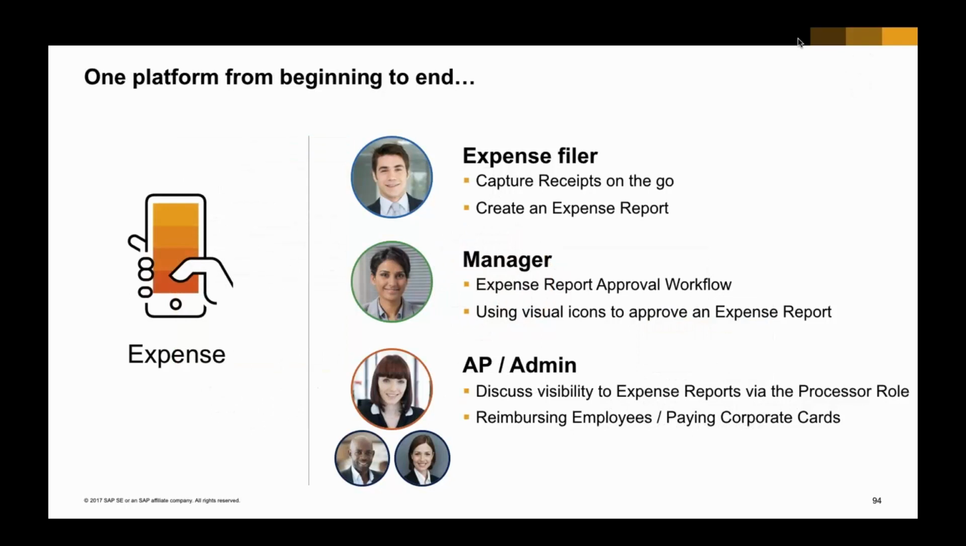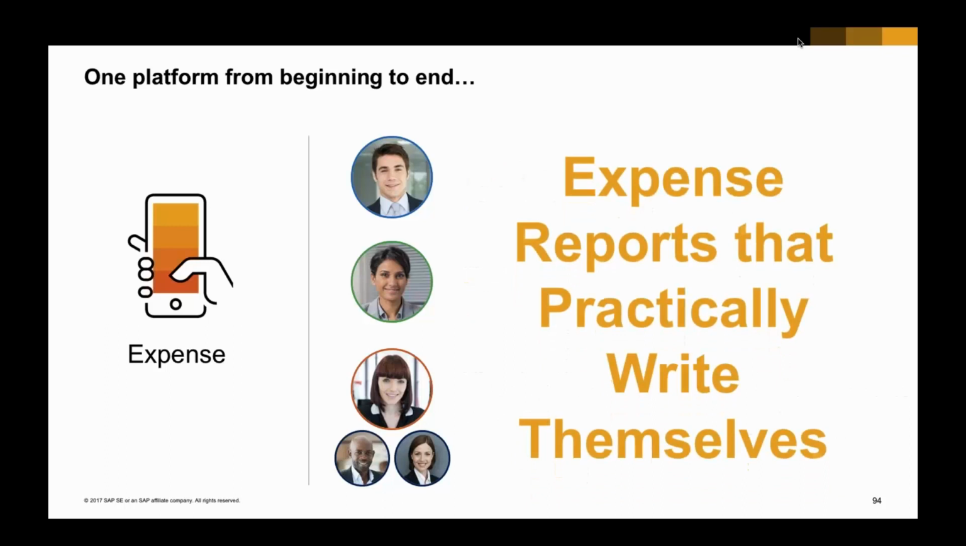And so that concludes the expense side of things. We looked at it again from all 3 different roles. We started with Brad to capture receipts on the go, build an expense report, add details to the expense report. We then showed you Maggie and the approval workflow options. We talked about the visual icons that she can quickly identify why her employees think that they're justified in breaking policy. And then we talked about the AP role and the visibility through the expense report processor role. All of this will give you expense reports that practically write themselves, even police themselves.